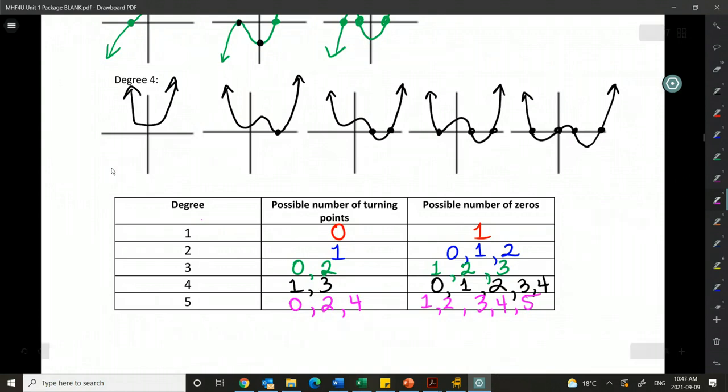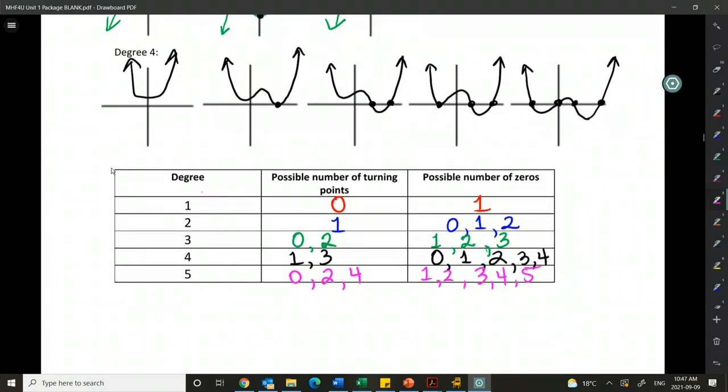Okay. We're going to consolidate this on the next page, and we'll talk about evens as well, because evens are a little bit different. You might start to see some patterns with the evens also.